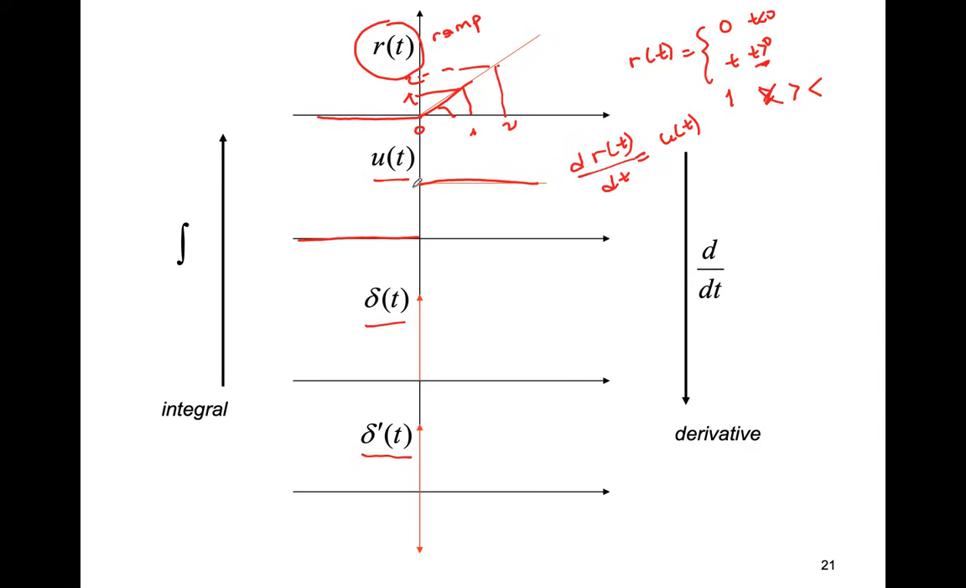The derivative of u of t, as I mentioned before, will be unit impulse function. And also derivative of unit impulse function will be Dirac prime. This is called derivative, okay? Maybe you remember from calculus.